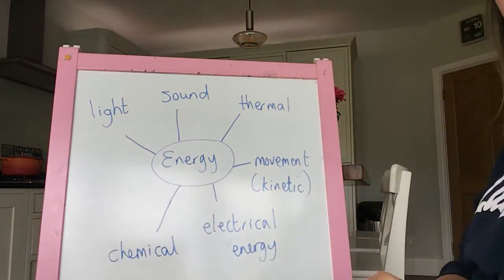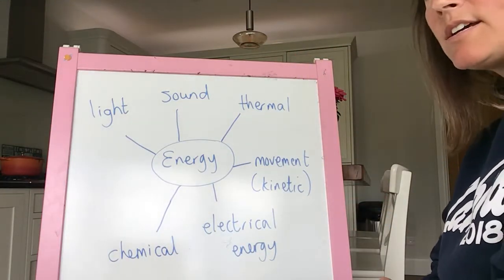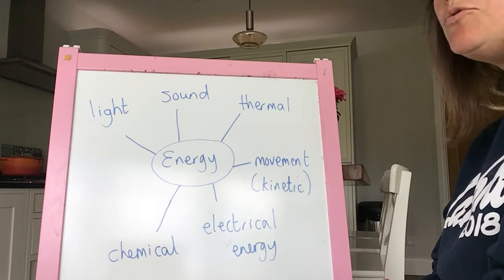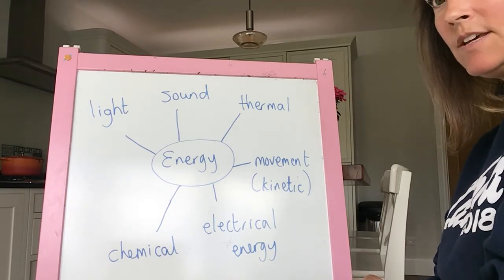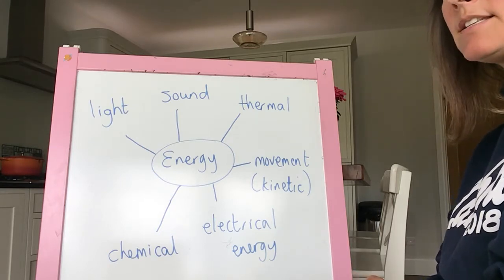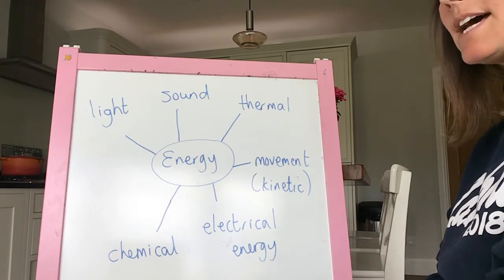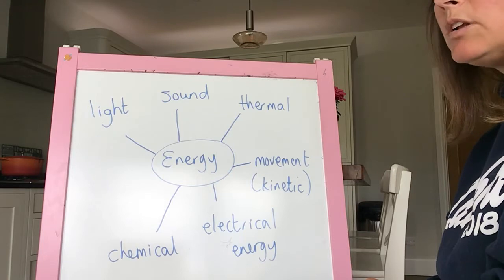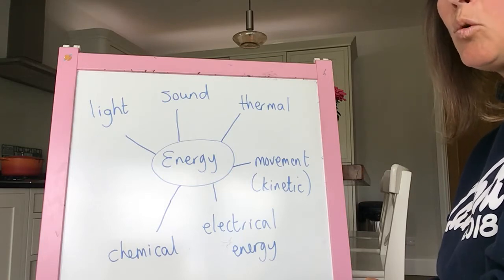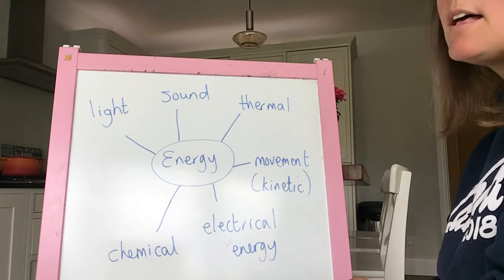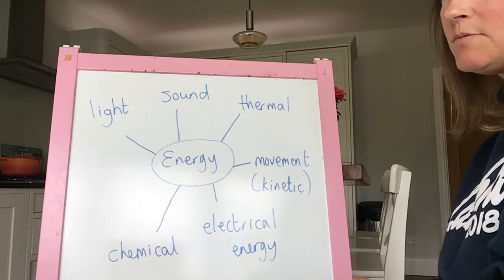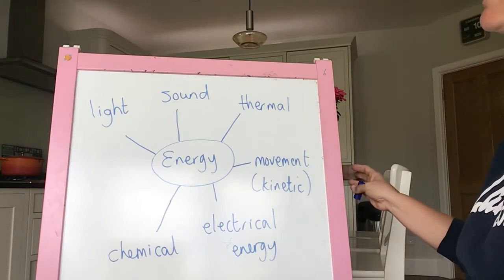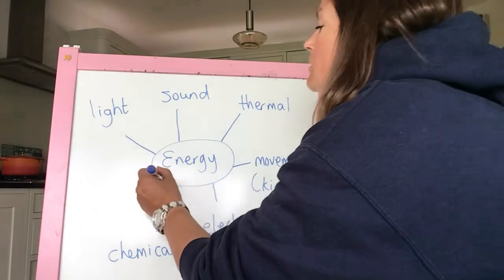Now chemical energy isn't just about chemicals that you get in a science laboratory. Food is chemical energy. Food has got chemicals in it that we then digest, and that allows us to have energy in our bodies. Any kind of fuel like petrol, diesel, oil, coal or gas are examples of chemical energy as well.